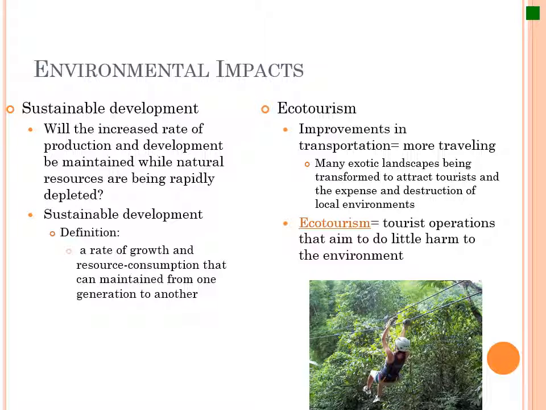A couple other things that we have is ecotourism. So with transportation, people can go places where they hadn't gone before. So a lot of exotic landscapes are attracting tourism, and that is impacting the environment, particularly in the rainforest of Costa Rica or in Vietnam. So ecotourism allows tourist operations to happen, but they do it so they're not really hurting the environment. So that's a big thing, allowing tourism to help the economies of LDCs, but at the same time not having a huge impact on the environment as well.